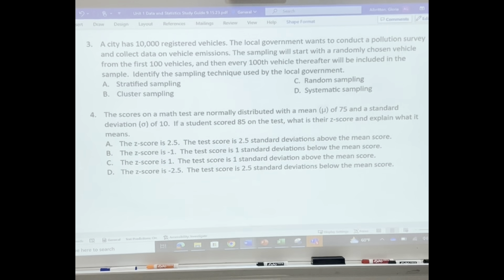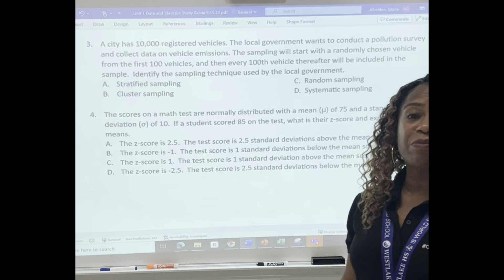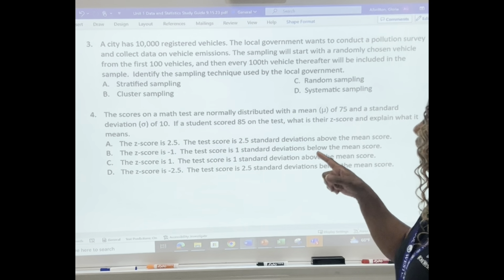Number 3. A city has 10,000 registered vehicles. The local government wants to conduct a pollution survey and collect data on vehicle emissions. The sampling will start with a randomly chosen vehicle from the first 100 vehicles, and then every 100th vehicle thereafter will be included in the sample. We need to identify the sampling technique that they use. We talked about 4 different sampling techniques. We talked about stratified and cluster.